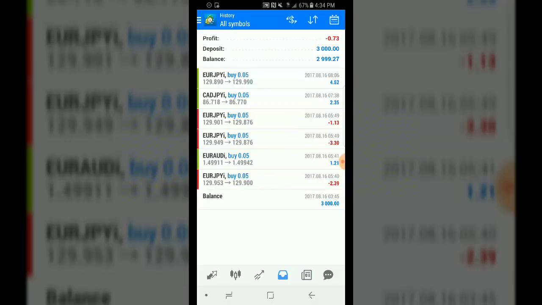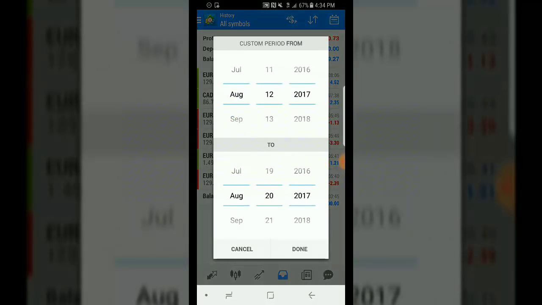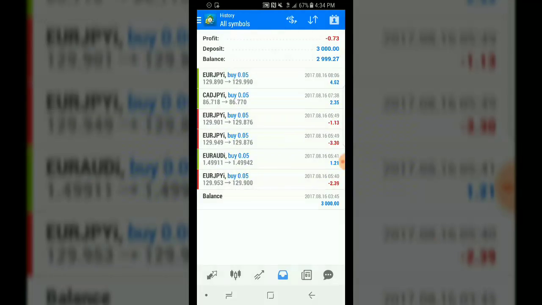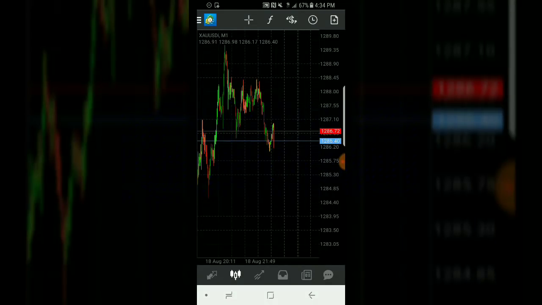And at the top right corner there, you can change your time frame to show what you did for the day, week, month, 3 months, or do a custom time period. If you wanted to scroll back a certain time, you can do that for each day. Alright, and then your orders, which I currently don't have any. So let's go back to the chart.